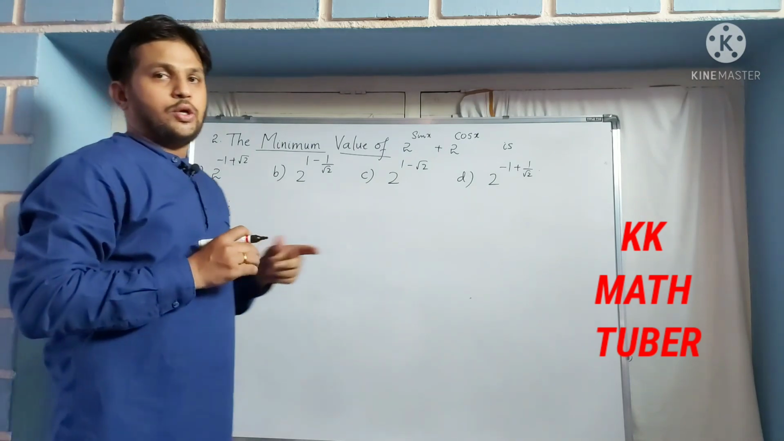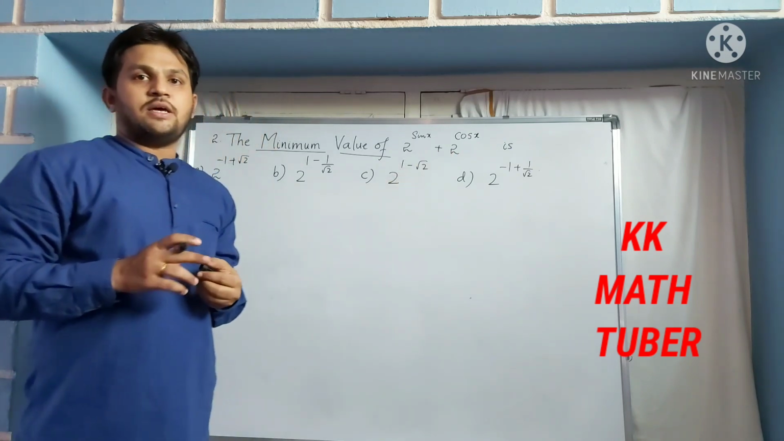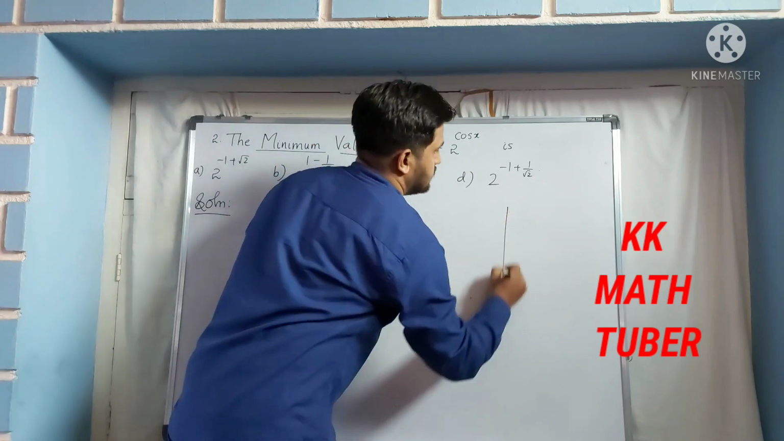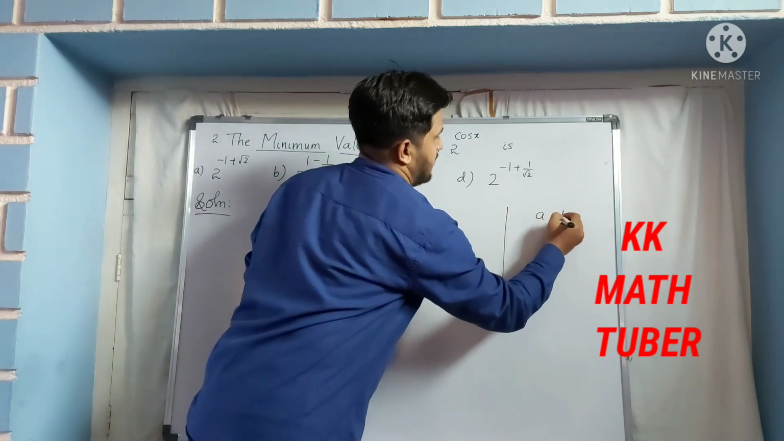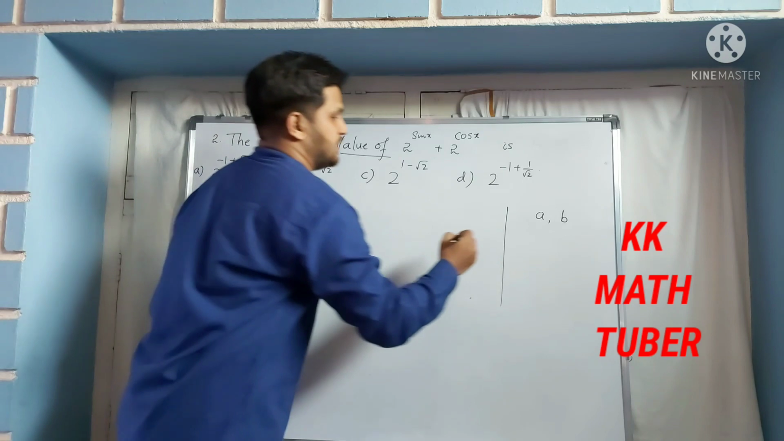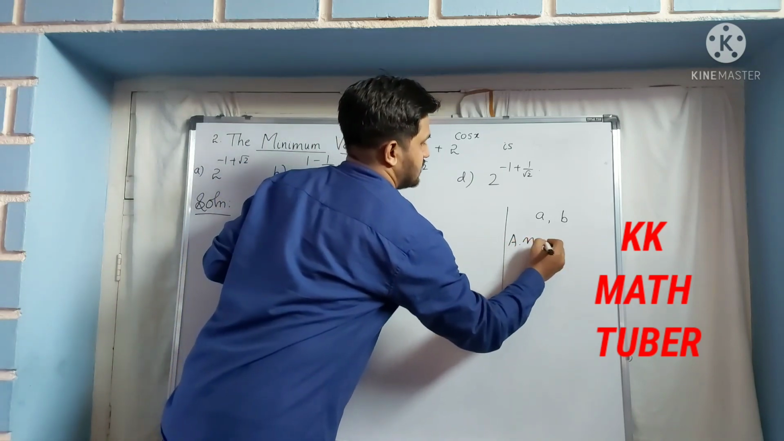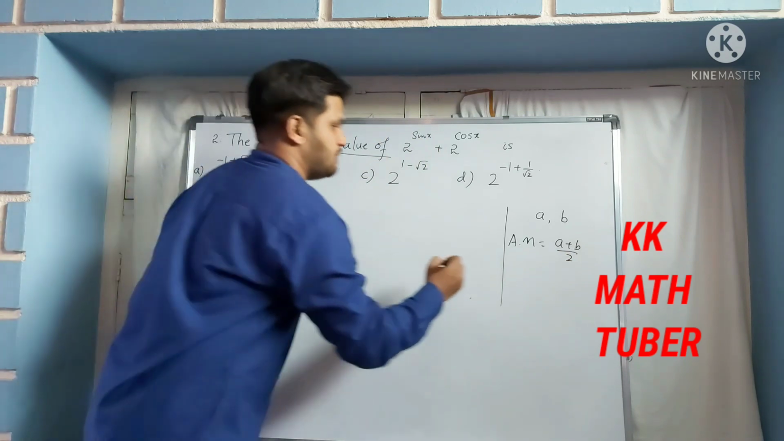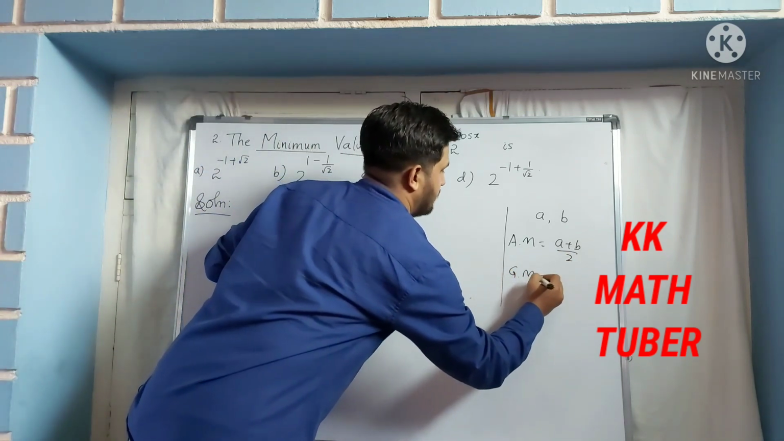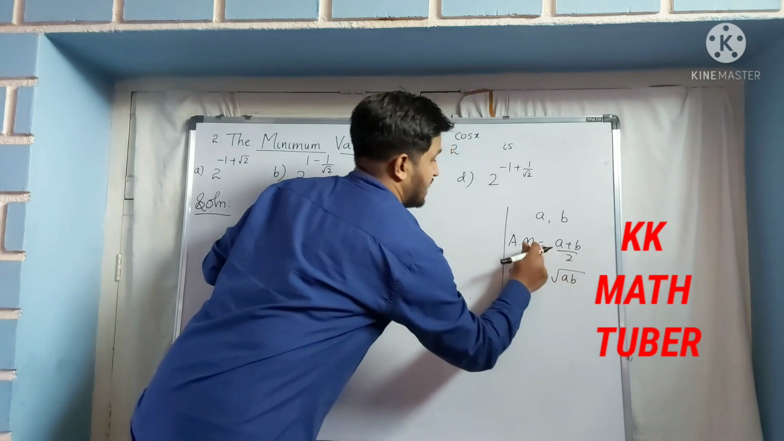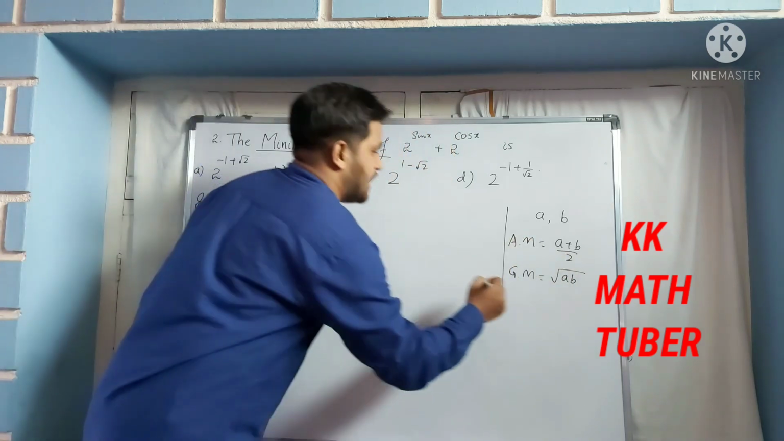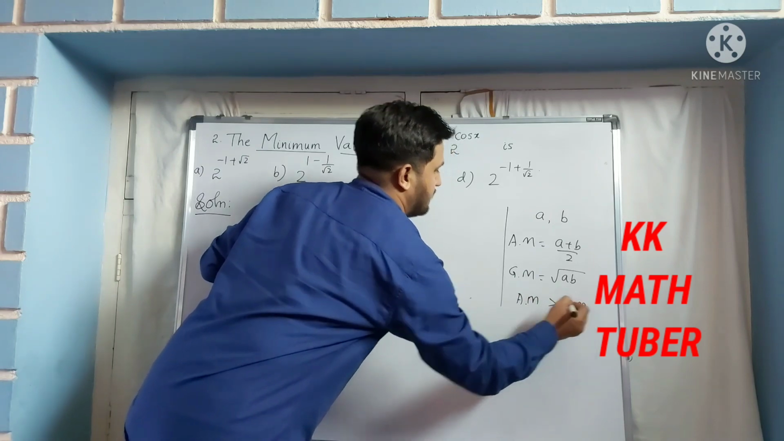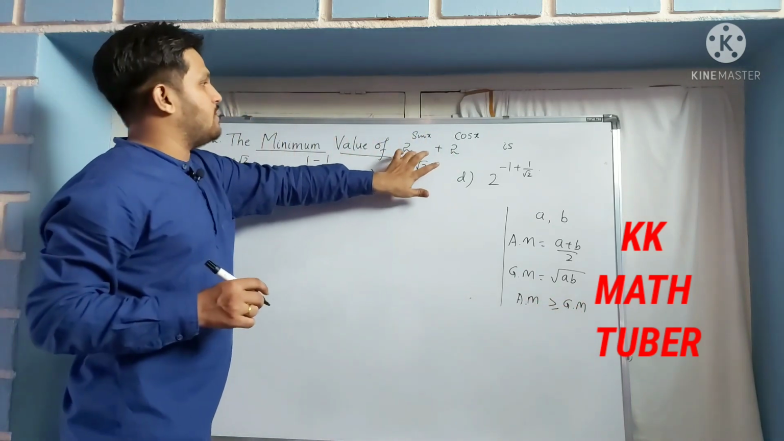So here we need to use the concept of arithmetic mean and geometric mean. Let me write here. Given two numbers a and b, we know that the arithmetic mean of two numbers is (a plus b) divided by 2, right? And the geometric mean is root of ab. And here we know a standard result that arithmetic mean is greater than or equal to geometric mean, because here there are two numbers given.